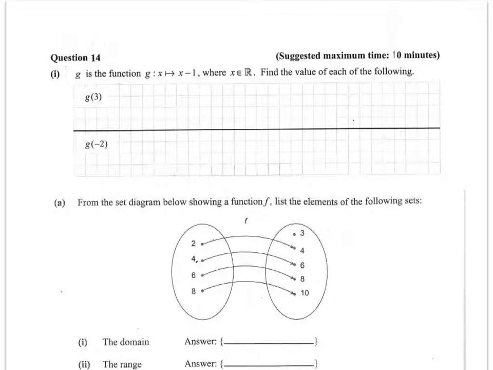Question 14 is a functions question. It's reasonably straightforward. There should be no catches really. You're given a function, x maps onto x minus 1. Let's just talk about this whole gobbledygook, this hieroglyphics.